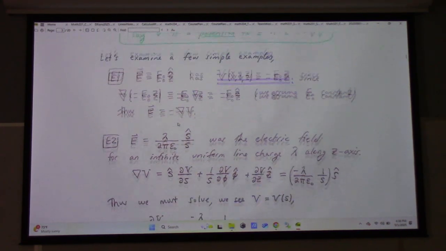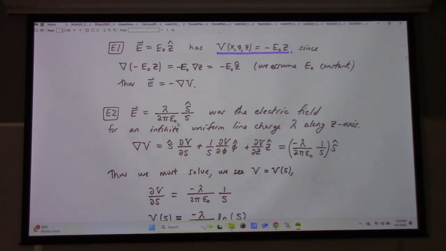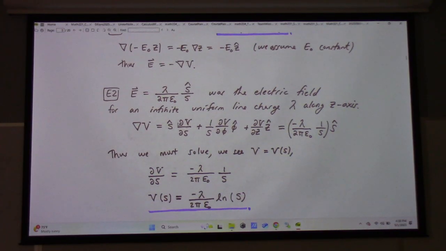All right, so here's another example. This is the electric field of the line charge, s hat over s. We derived this by Gauss's law. And here's the gradient in cylindricals, which has to be equal to that.